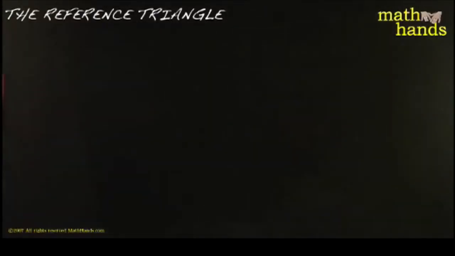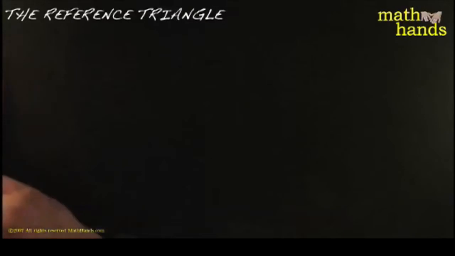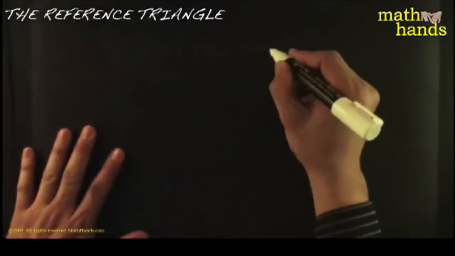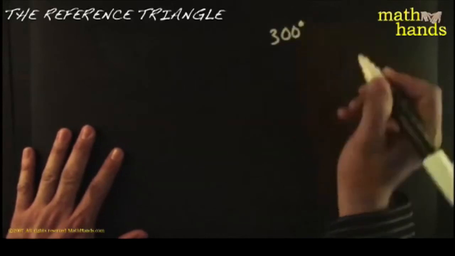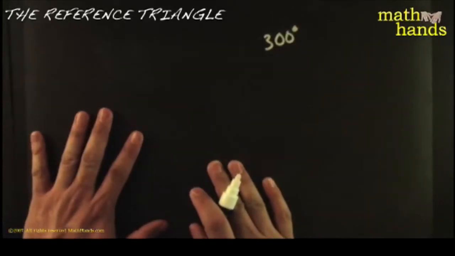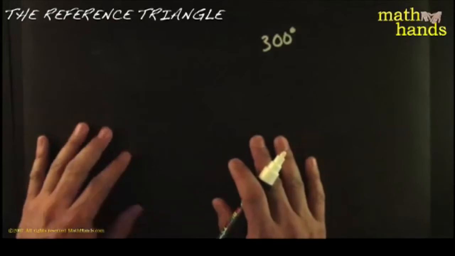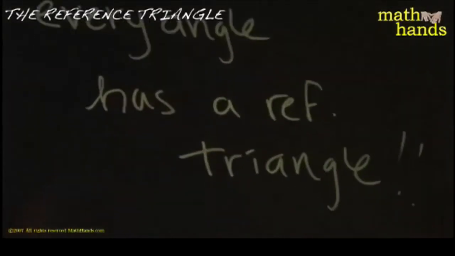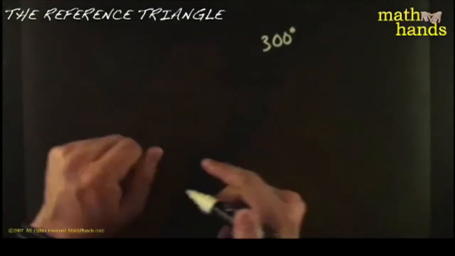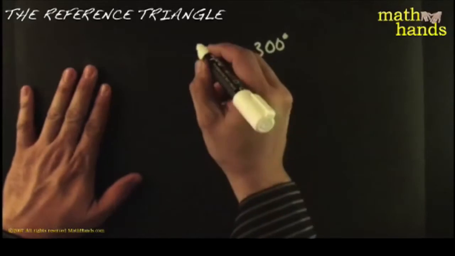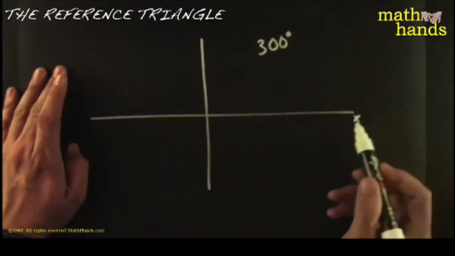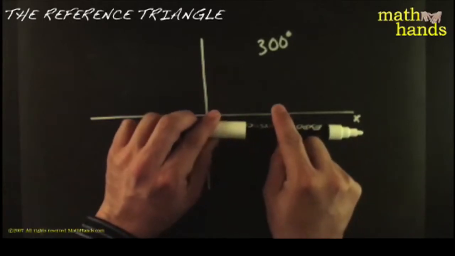Let's do it again. This time we can do something crazy like 300 degrees. See if you're afraid of that. What are we going to do with 300 degrees? Again, here's this subliminal hint. Every angle has a reference triangle, so this one must have a reference triangle. How do we draw it? By definition, a reference triangle is given by the triangle obtained starting on the positive x-axis.